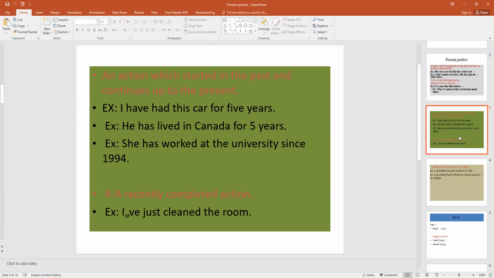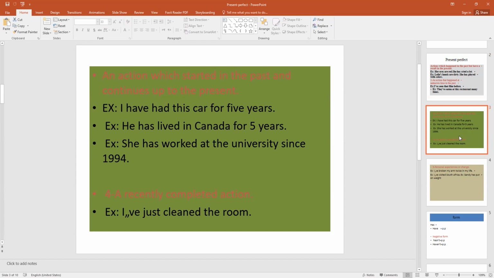It continues. It means that you still have the car. You didn't sell it. You still have the car. So I have had this car for 5 years. It means 5 years ago, you bought this car. Until now, you still own it.